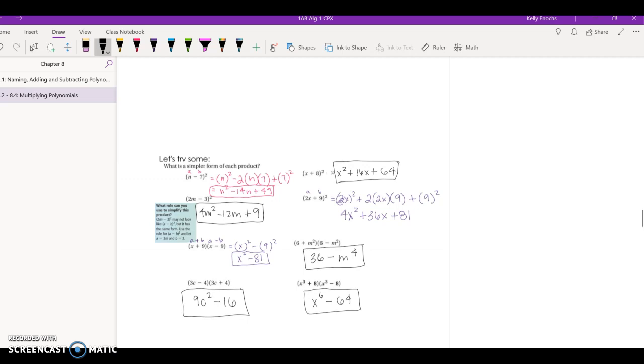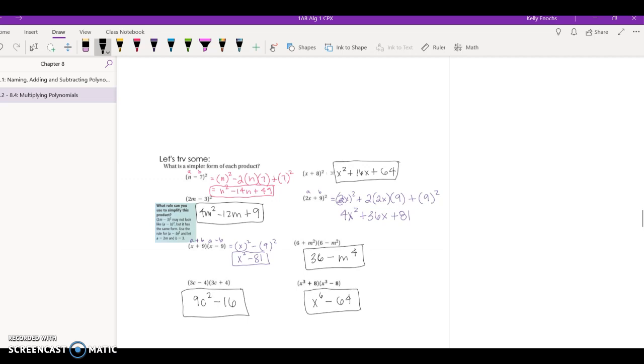So here are my answers. You can see I did 2 more of those first 2 patterns where you have the first term squared. This middle term came from doing 2 times x times 8. That's how I got 16. And then 8 squared. Down here, 2m squared. 2 times 2m times 3 made 12m. And then 3 times 3 made 9.